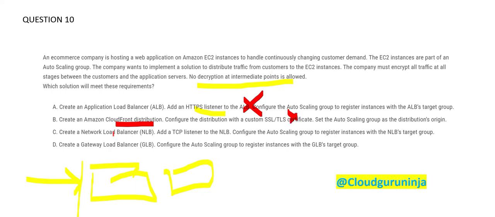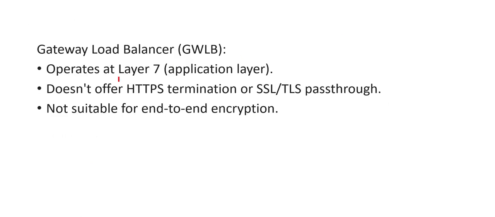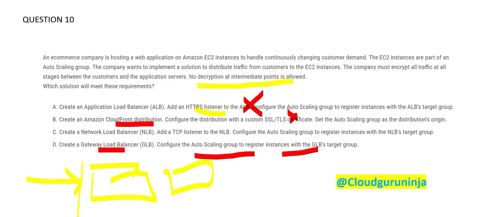Now we are talking about Gateway Load Balancers. This one says I will create a GLB and configure the auto scaling group to register instances in GLB target groups. GLB operates at layer 7. It does not offer HTTP termination, so it is not suitable for end-to-end encryption. So that is why option D is also wrong.